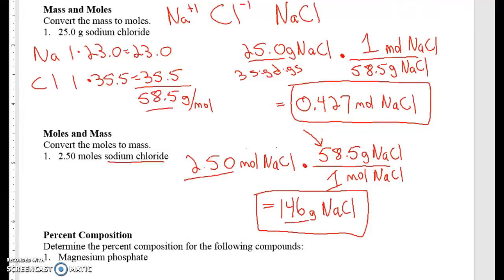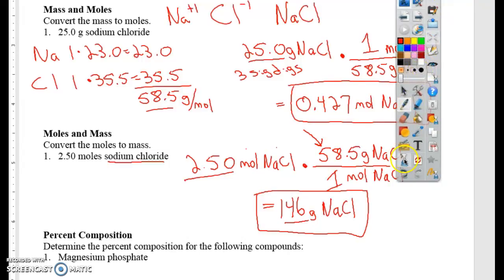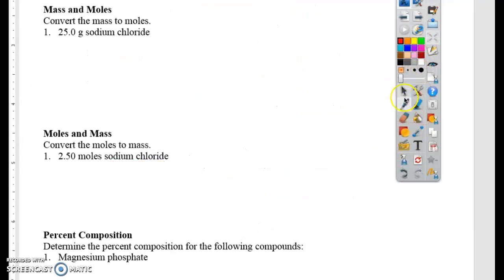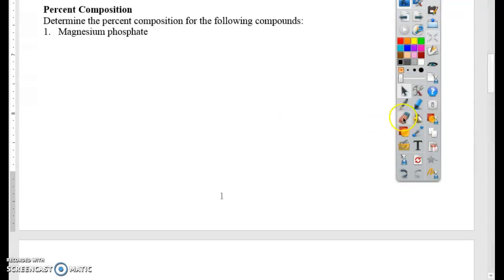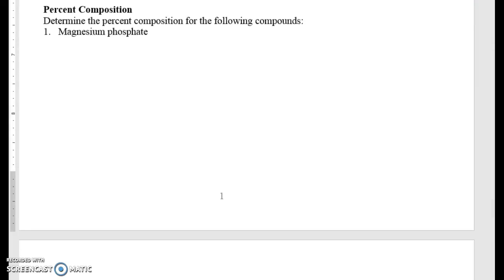Now what I'm going to do is go down and do a percent composition. Most of a percent composition problem is doing the molar mass. So we have to figure out the formula again for this. Now, there's a metal, which is magnesium. You have a polyatomic ion, that is phosphate. So this is another ionic compound.